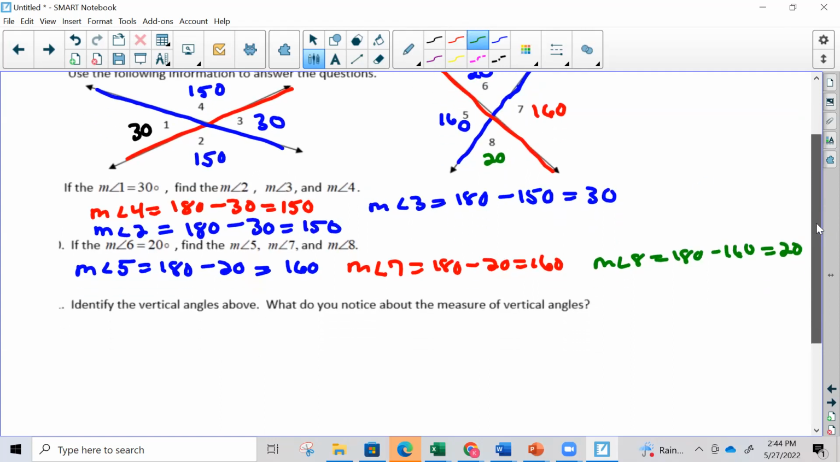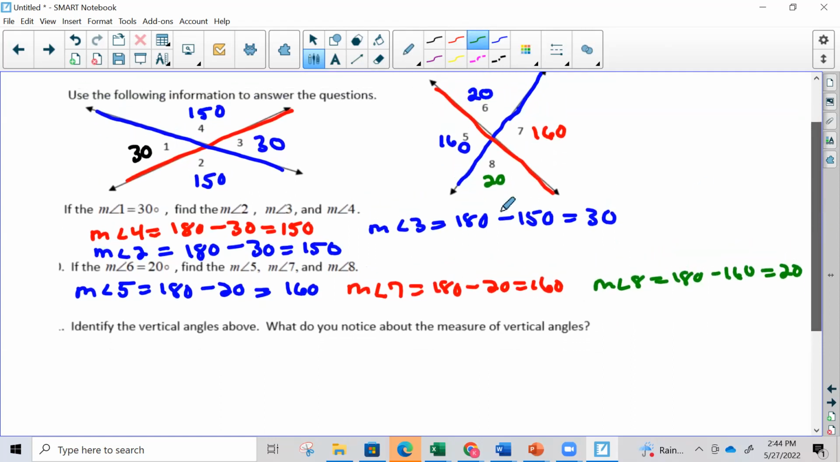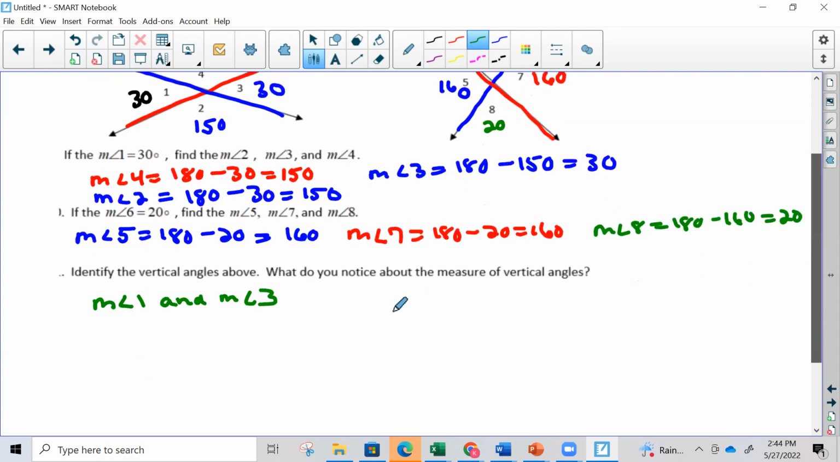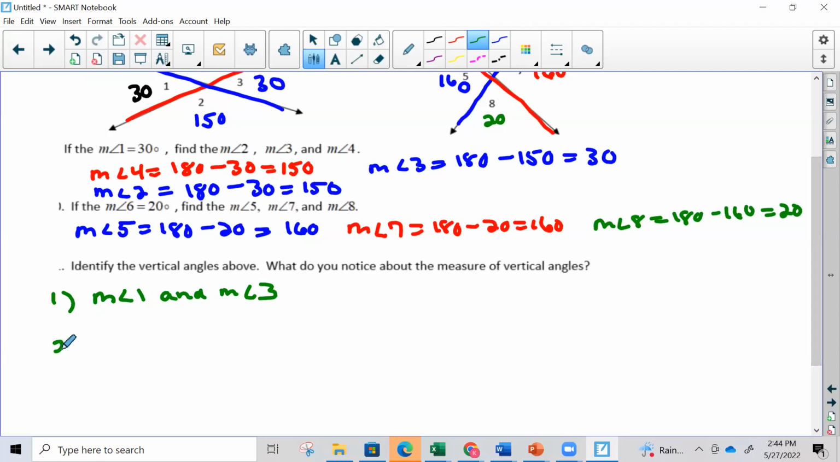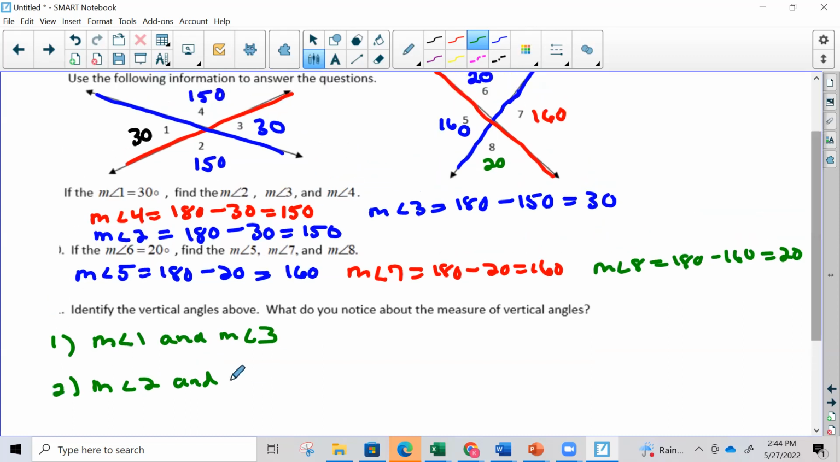Okay, and you should be able to see a pattern with these. So anytime I have two intersecting lines, I create what are called vertical angles. So remember, vertical angles are the angles that are across from each other when you have two intersecting lines. So if we need to identify them, measure of angle 1 and measure of angle 3 is one pair of vertical angles. Okay. Another pair of vertical angles is measure of 2, and the one that's across from 2 is 4.